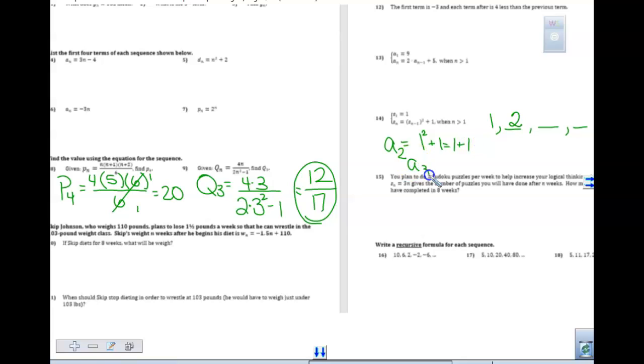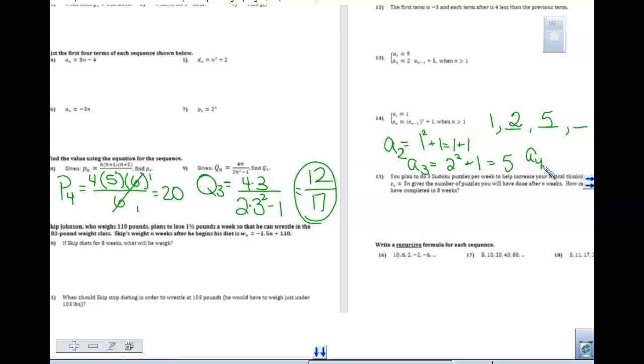Oh, I want to find a sub 3. I'm taking the previous. Allie, what was my previous? 2. I'm squaring it and adding 1. 2 squared, Allie, is? 4 plus 1. So I get 5. I want to find a sub 4.